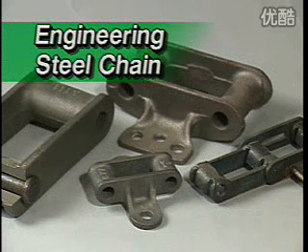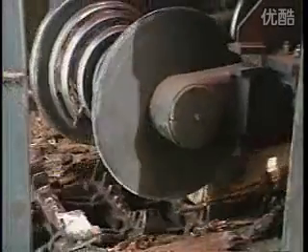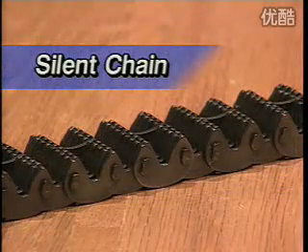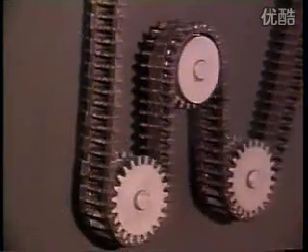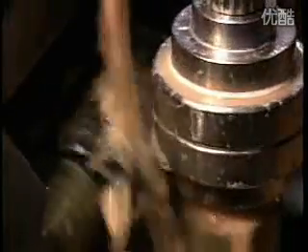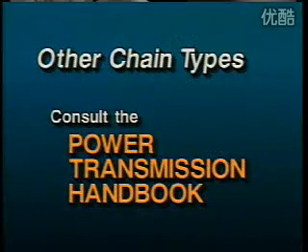Engineering steel chain is used to transmit high power with a single strand, often made with steel rollers and used for industrial drives and conveyors. Several types of engineering steel chain are made for different applications. Silent or inverted tooth chain is quieter running and more flexible than conventional roller chain. Silent chain is designed with guide plates that ride in a groove in the center of the sprocket faces. Load capacity is increased by widening silent chain rather than using multiple strands. For more information on other chain designs, consult the Power Transmission Handbook.